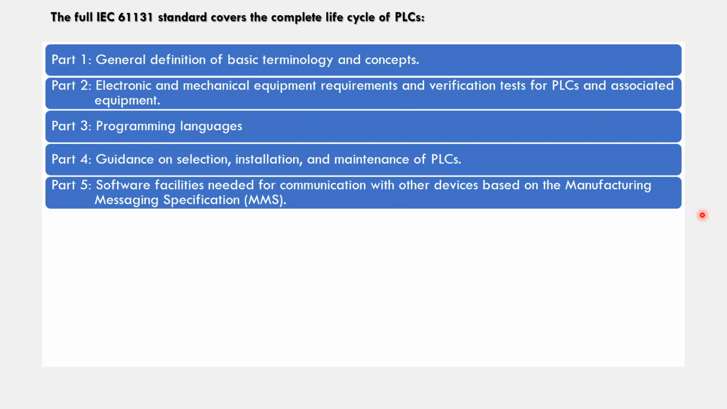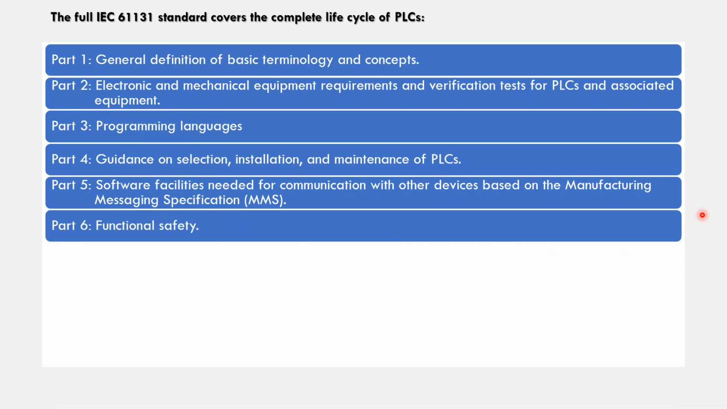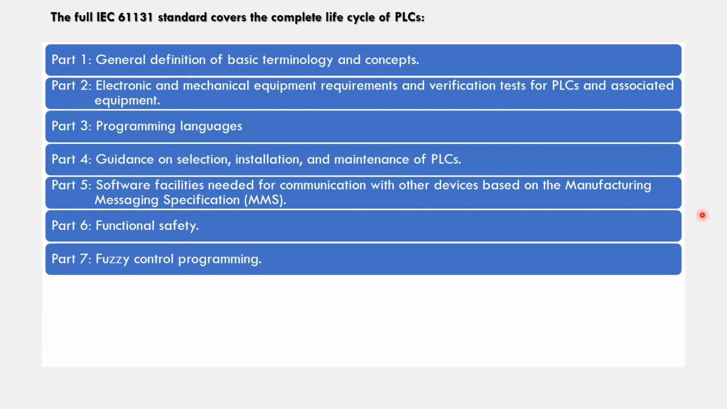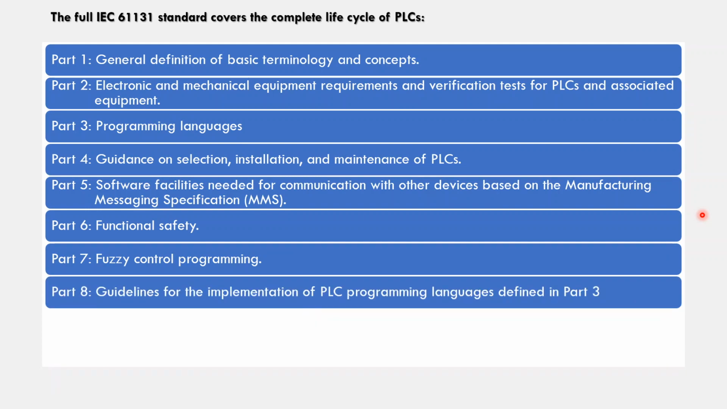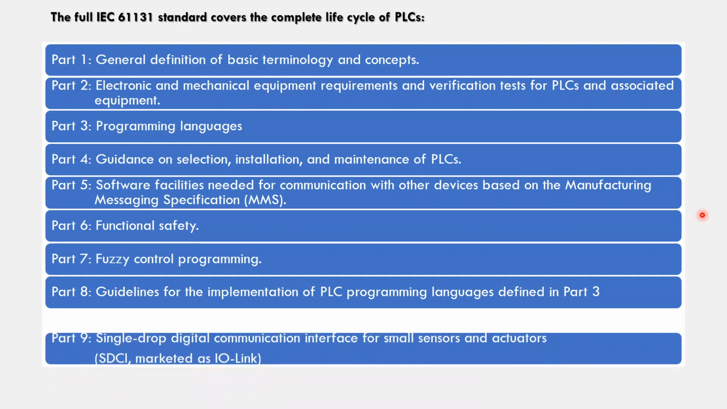Part 5 provides guidelines on the software facilities needed for communication with other devices, based on the Manufacturing Messaging Specification, that is MMS. Next is Part 6. It discusses functional safety. Part 7 discusses fuzzy control programming. Part 8 provides guidelines for the implementation of PLC programming languages as defined in Part 3.